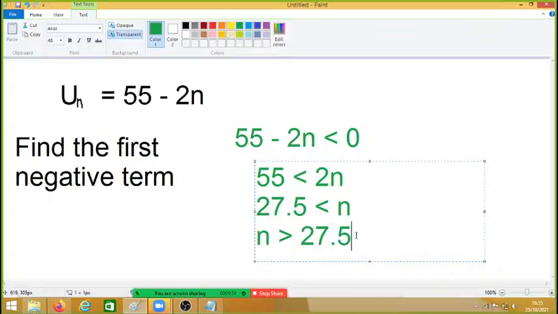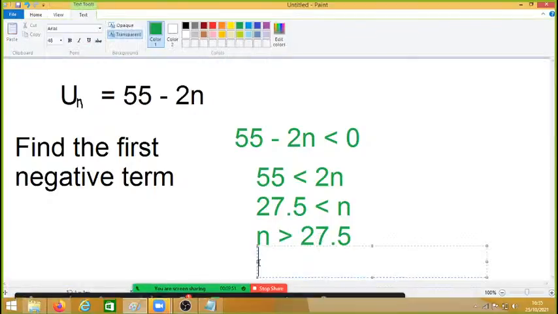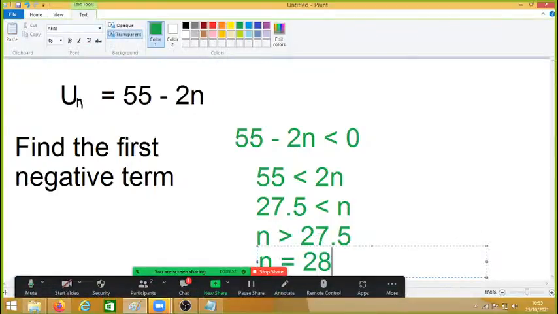So we can't have 27.5 because n is just whole numbers. The first number, the second number, the third number. You can't have the 3.5th number. So you can't have the 27.5th number. So what are we going to use? We'll use n equals 28.